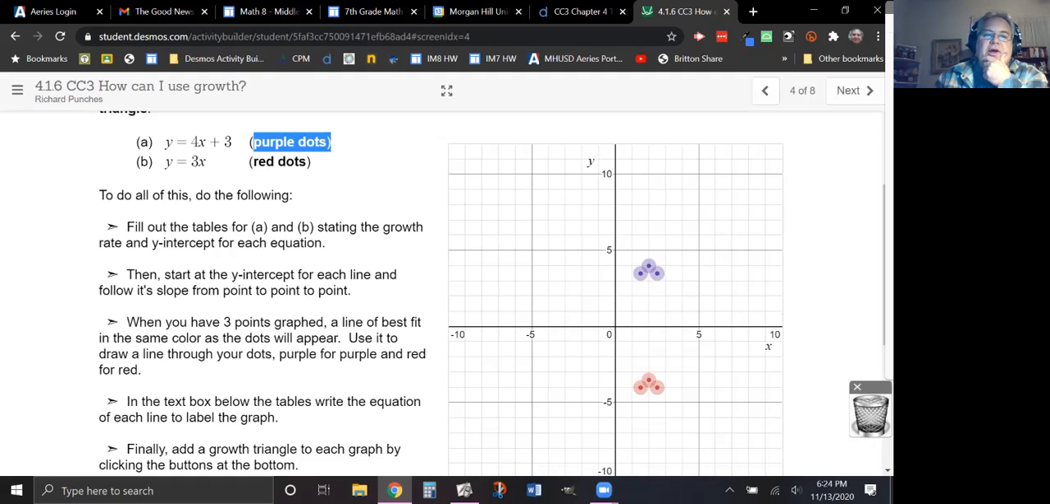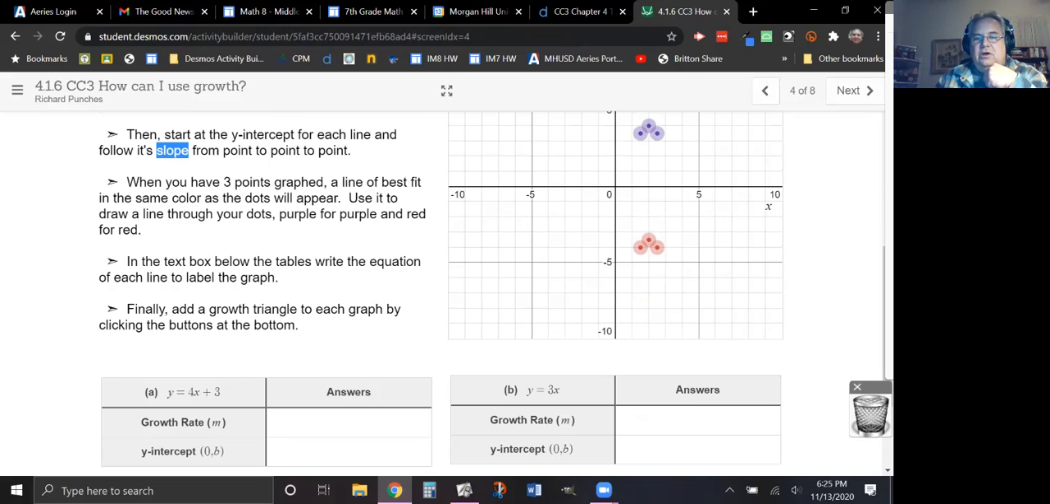So first bullet point, fill out the tables for A and B, starting with the growth rate and y-intercept for each equation. Then start at the y-intercept for each line and follow its slope from point to point to point. Slope is a fancy word for growth rate. When you have 3 points graphed, a line of best fit in the same color as the dots will appear. Use it to draw a line through your dots, purple for purple and red for red.